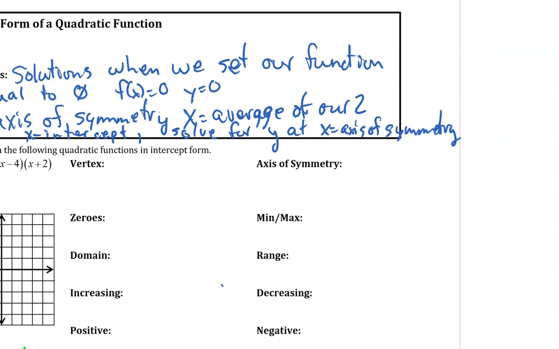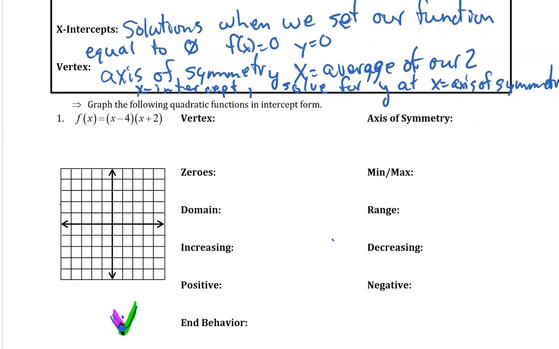Just like we've been doing. Only now we're not using negative b over 2a because it's factored out. And the only way to get what our b and our a would be is to multiply it all together. So that's a lot harder than just finding the average of two numbers. So here's some examples.